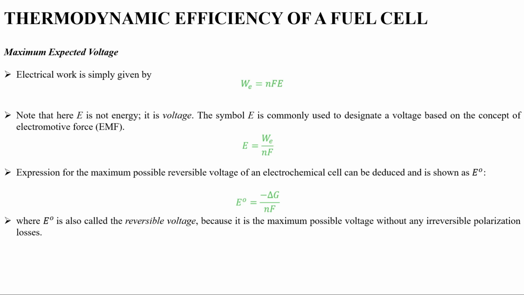While in a real system we have a lot of irreversibilities, we are not considering those irreversibilities. We are considering a thermodynamically ideal system. So for a thermodynamically ideal system, which is the reversible system, E naught is the maximum possible voltage without any irreversibility.